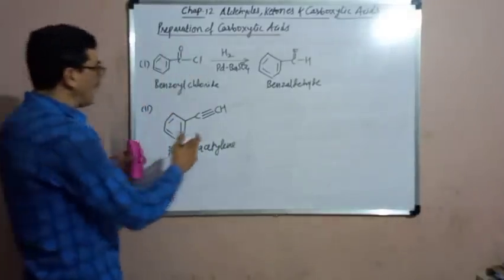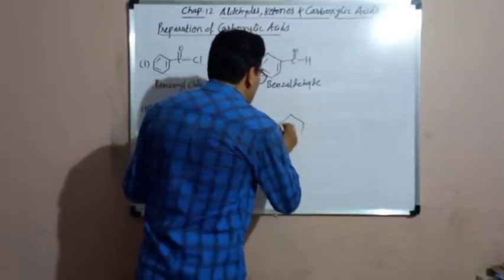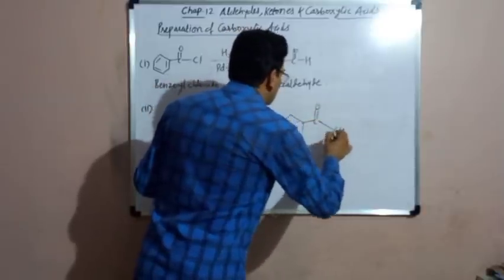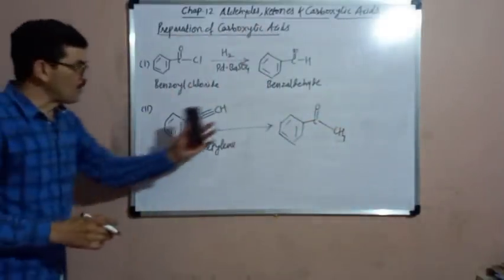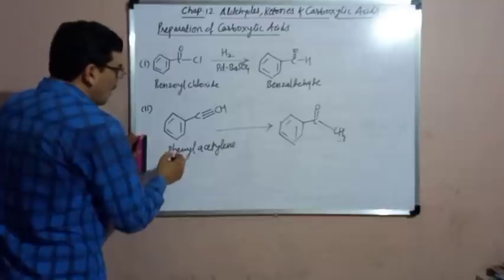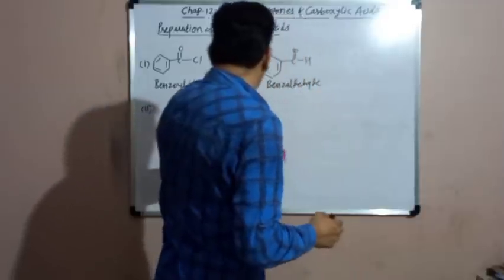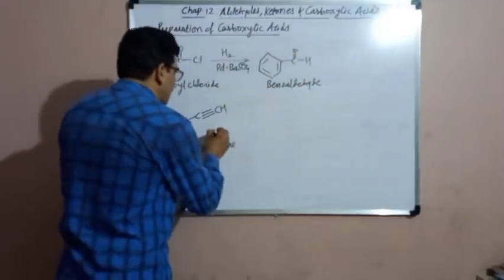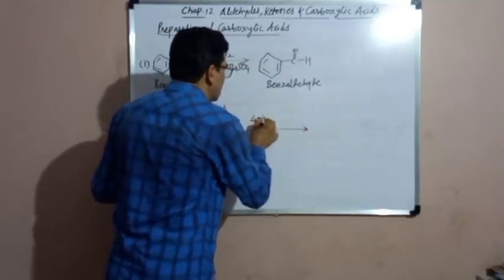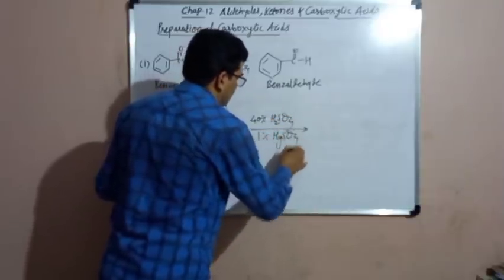Now here, how to convert this phenylacetylene into a ketone? That is the acetophenone. This is the acetophenone. So how will you bring about this conversion? That is the question there. So what will be its solution? See here. For the conversion of this phenylacetylene into acetophenone, hydration is carried out. Addition of H2O in presence of 40% H2SO4 and 1% HgSO4 as a catalyst.